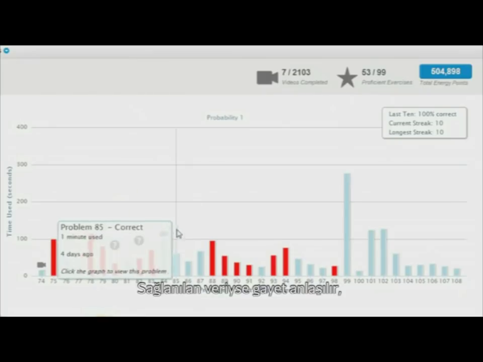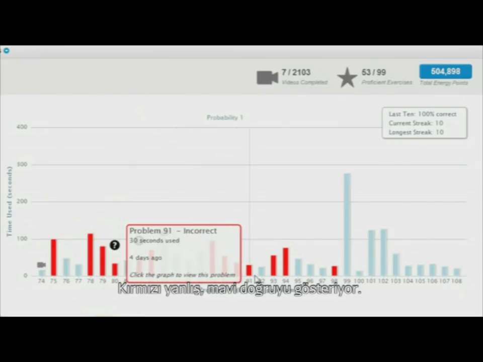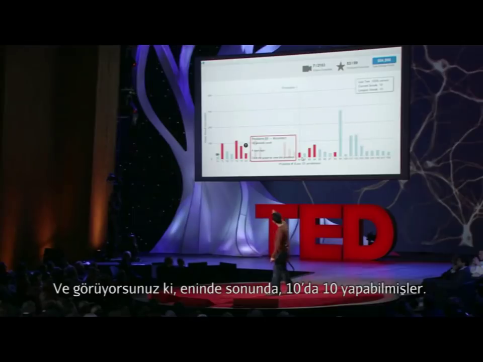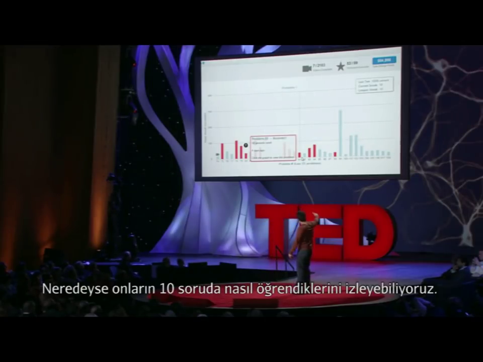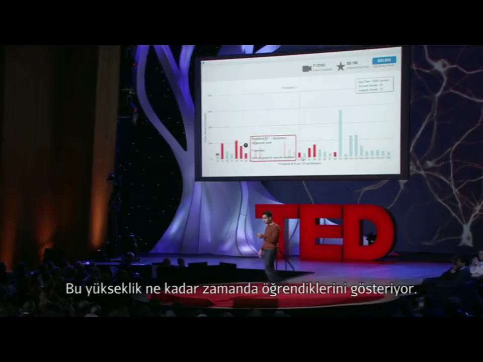And the data gets pretty granular, so you can actually see the exact problems that the student got right or wrong. Red is wrong, blue is right, and the leftmost question is the first question that the student attempted. They watched the video right over there. And then you could see, eventually, they were able to get 10 in a row. It's almost like you can see them learning over those last 10 problems. They also got faster. The height is how long it took them.